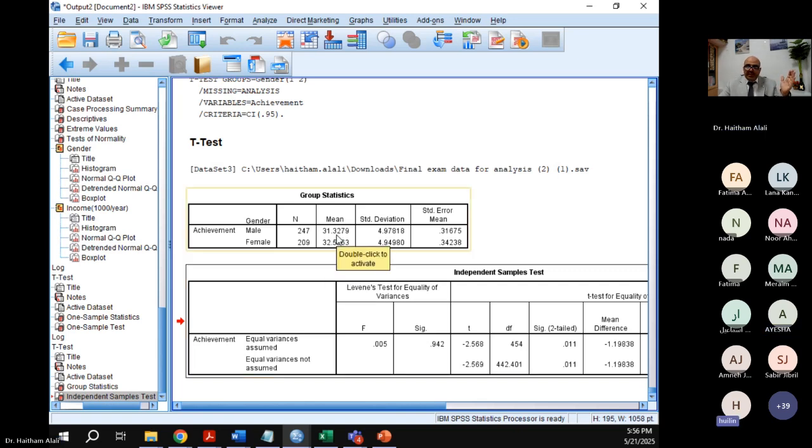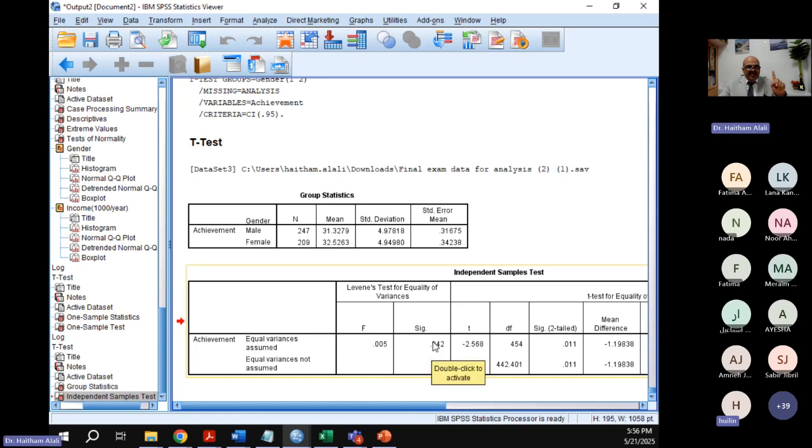For example, here the first significance is 0.942, so it's not significant. So go directly to the first row and read this result. If not significant, we go directly to the first row.